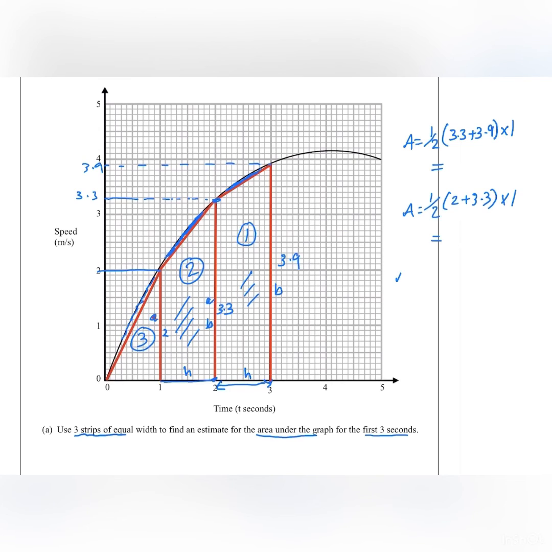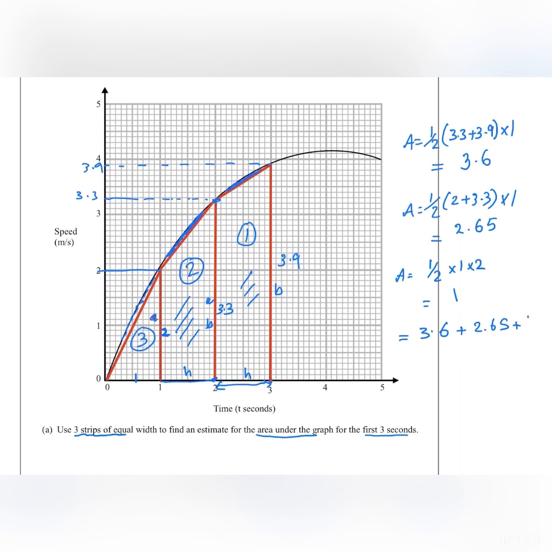And then area 3 is the triangle at the end here. So we got 1 on this side, and we got 2 as the base. So 1/2 times by 1 times by 2. So it's 3 areas that you need to find out and then add the answers together. Okay, so these are the answers for these, and now just add all the answers together.